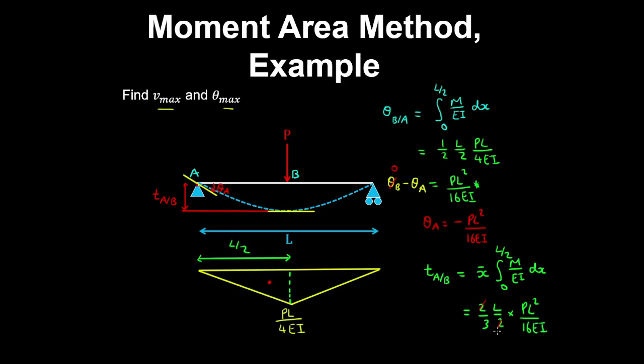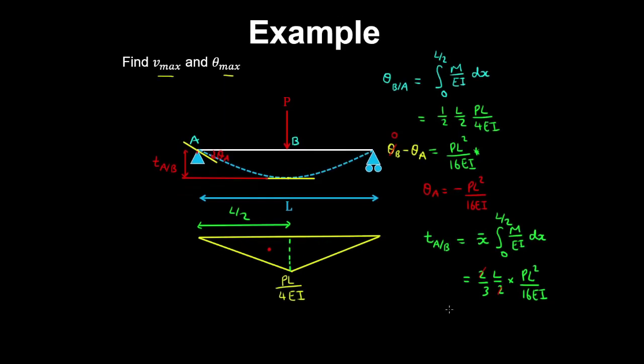And if we cancel out the 2's, we see that the maximum deflection has a magnitude of PL cubed on 48 EI. And note that this distance between the tangents is below the beam, so we can just put a negative sign here.